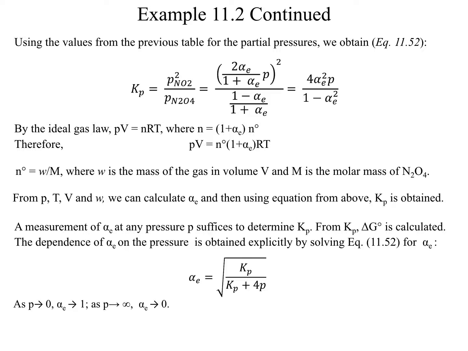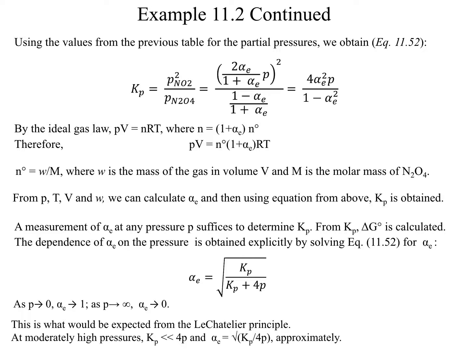As the pressure goes to infinity, of course, you get the reverse. That is, there is no dissociation of the system. So there is an explicit dependence of the degree of dissociation on the pressure of the experiment. This is what you would have expected from Le Chatelier's principle, which we have looked at briefly as well.